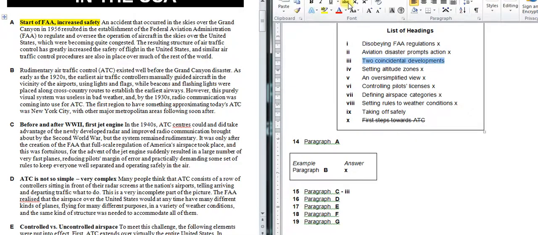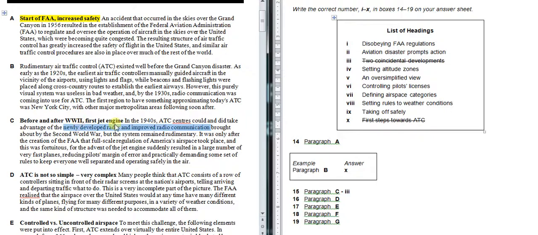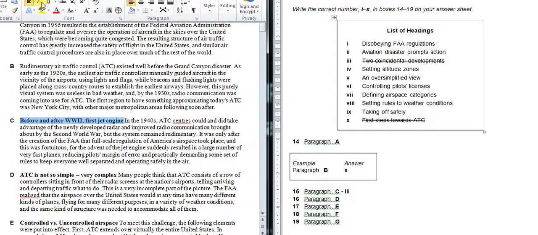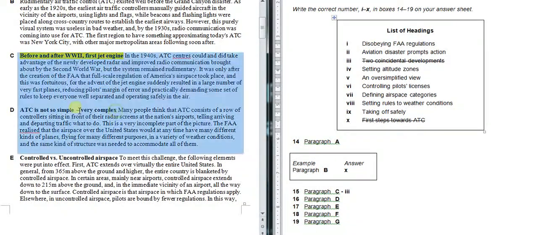Okay? Narrow down your options, it helps a lot. Now, moving on to, okay, so that was C. Just keep our highlighting here. Now, moving on to D.